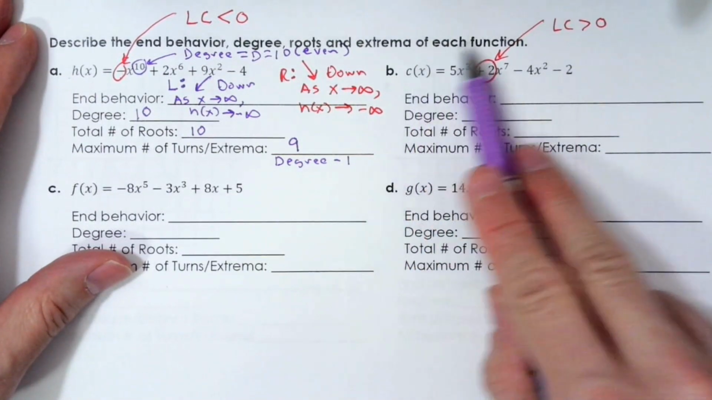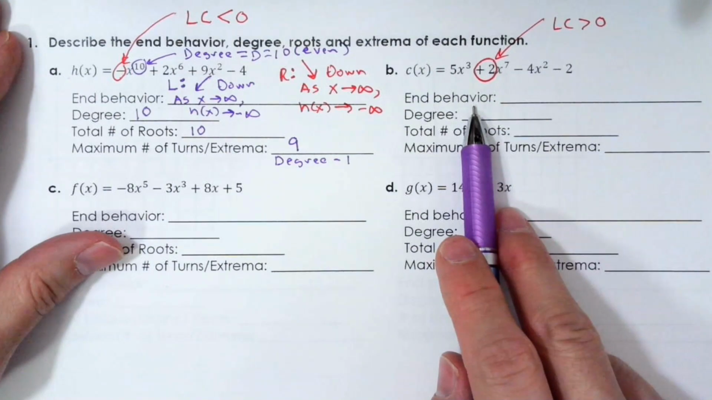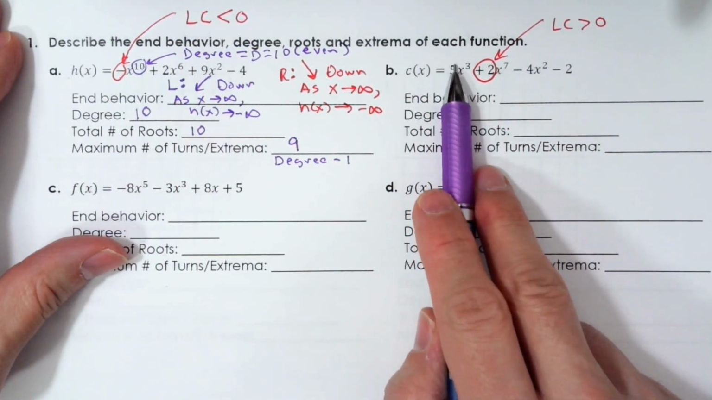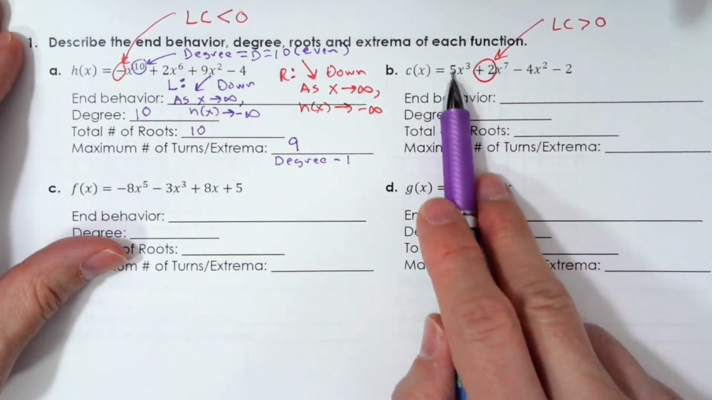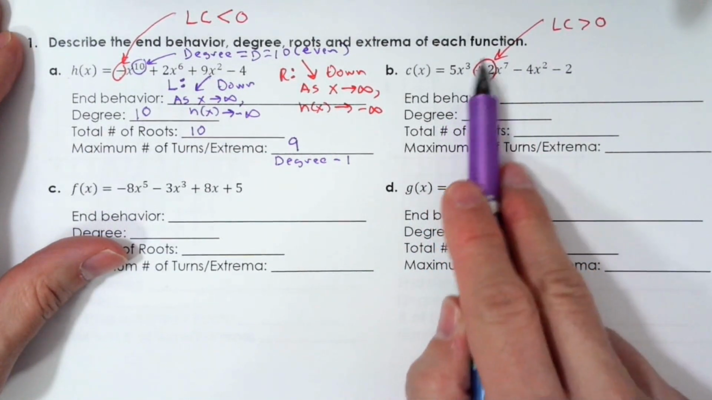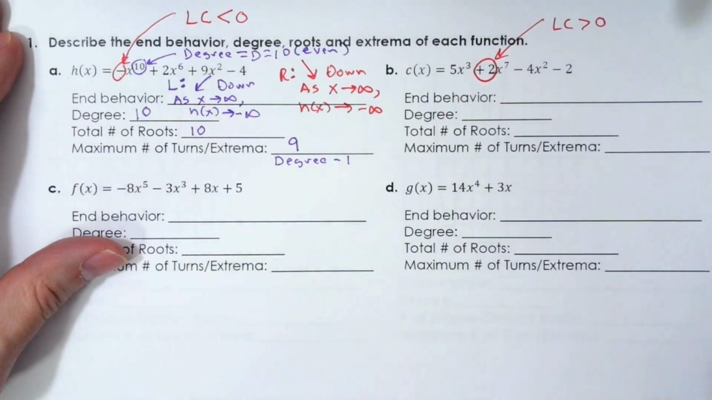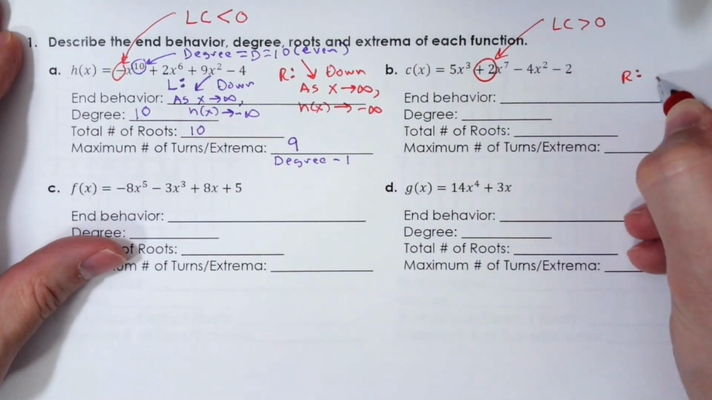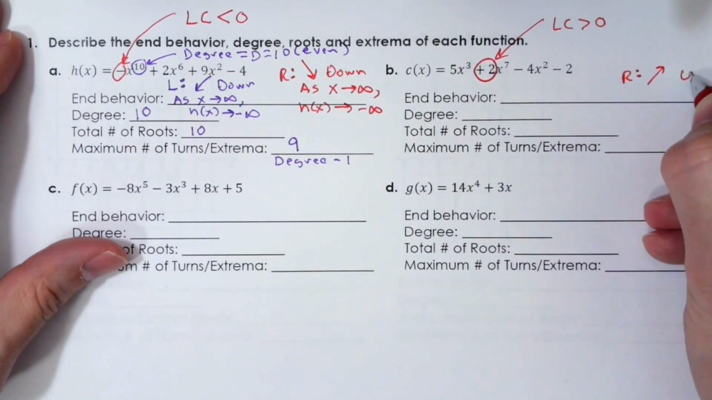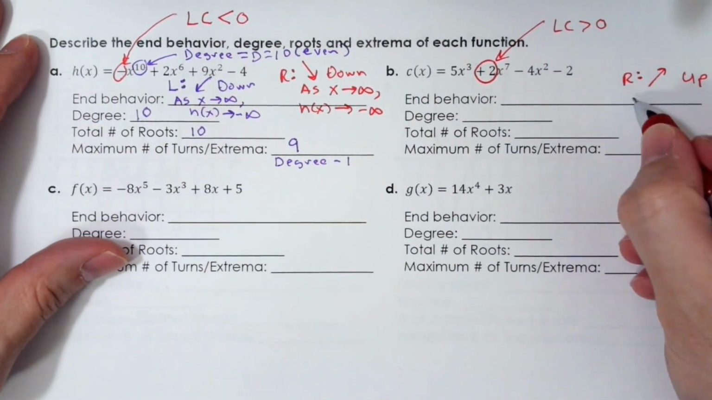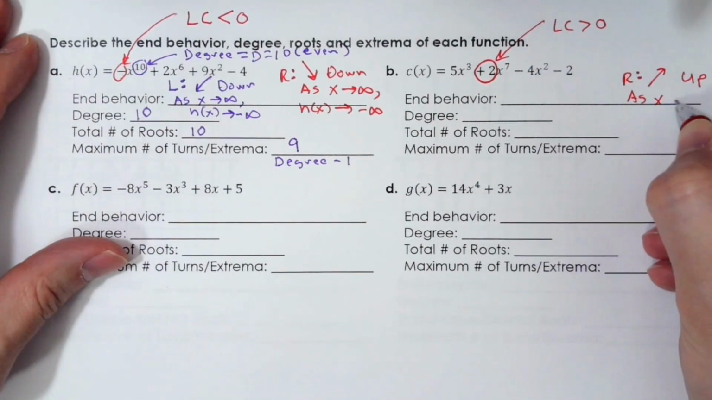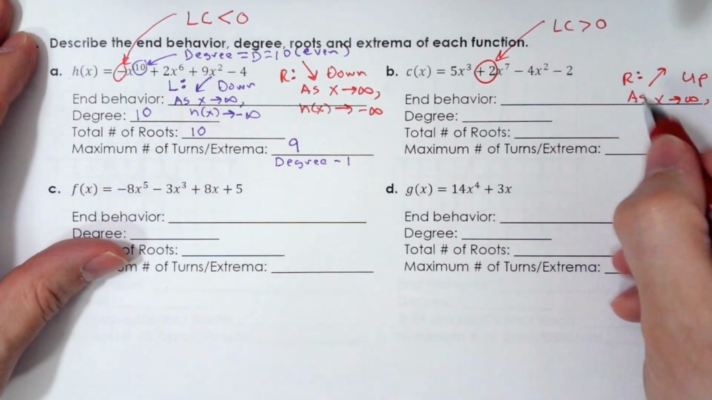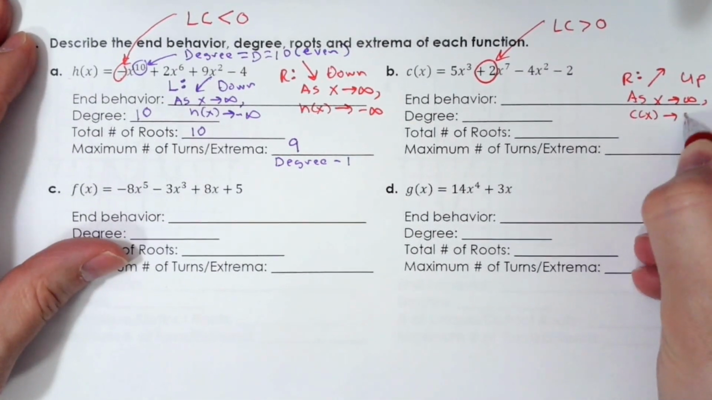Now, this particular problem didn't ask you to write this in standard form, but we would just move the 5x cubed term to the second slot. But this is our leading coefficient. Leading coefficient is positive. So that means the right end behavior is up. Or we could write the word up. Or we could say as x goes to infinity, comma, c of x would also be going to infinity.